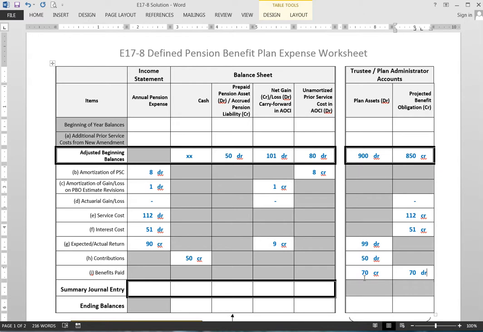Here's where we sort of have to look at this as a puzzle. My general rule of thumb is to complete the plan administrator accounts first. I've got a $900,000 beginning balance, and then I have some debits and one credit to that account, and I just figure out what the new balance is based on those changes. So it starts out with a $900,000 debit balance, increases and decreases, 979,000 debit balance. And I do the same thing with the projected benefit obligation.